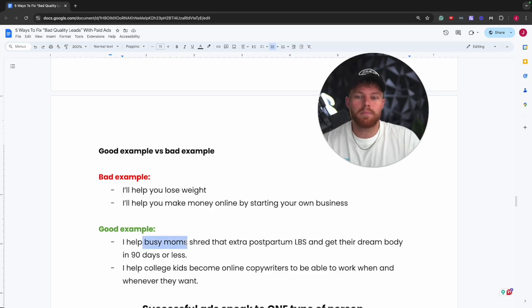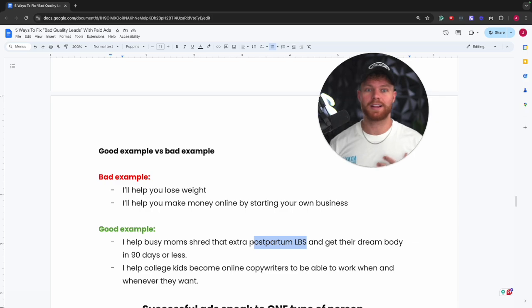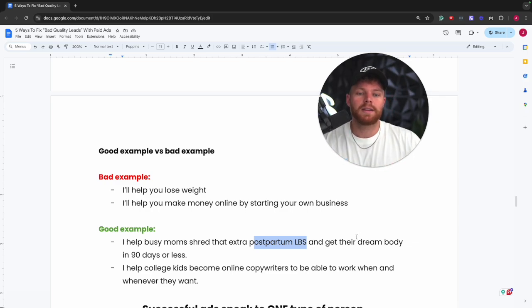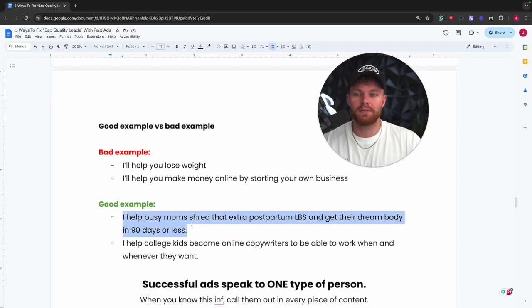I help busy moms shred that extra postpartum weight. This is talking to not just busy moms, but moms that have actually given birth recently, right? So getting their dream body in 90 days or less. It's just way more specific. And this is how my client's ad basically read. The advice I gave him is, hey, you've got to get super specific on who you work with and how you get them the result.